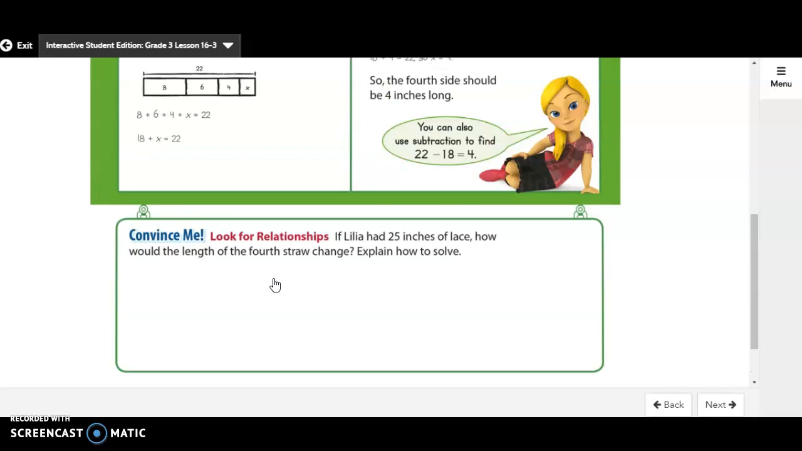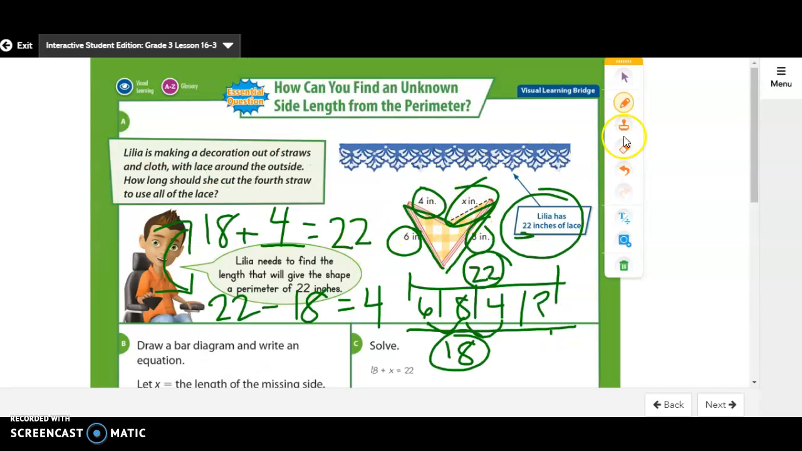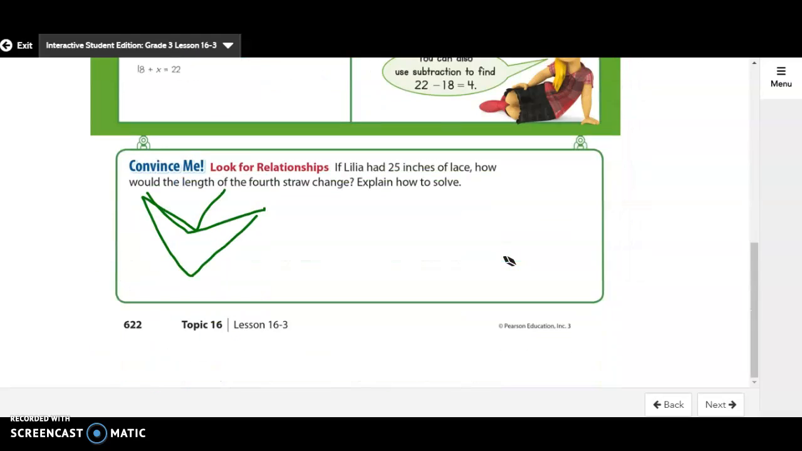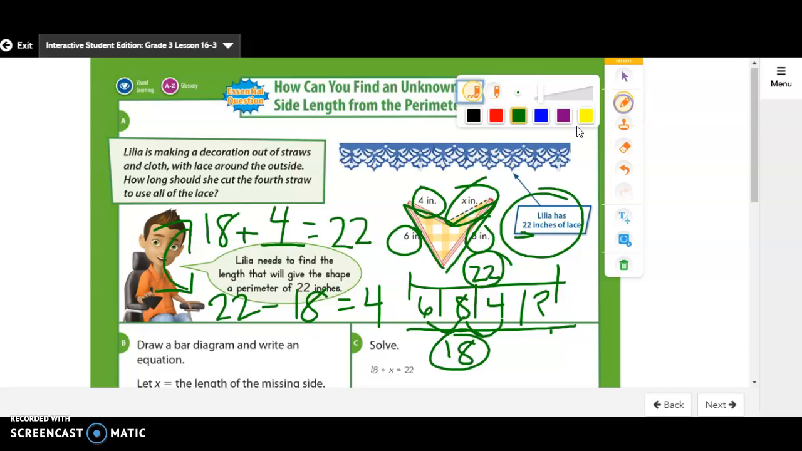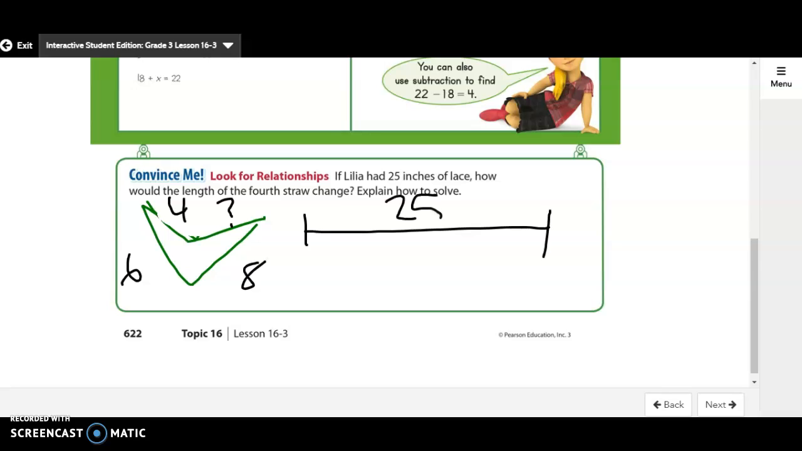Okay, so if we still had that same shape, we'll call that our shape. If we have the same shape from up top, and we have all the same measurements, the only difference is our total needs to be 25 instead of 22. So let's switch right here. We still have 8 on this side, 6, 4, and we still don't know this side. And we want our whole to be 25.